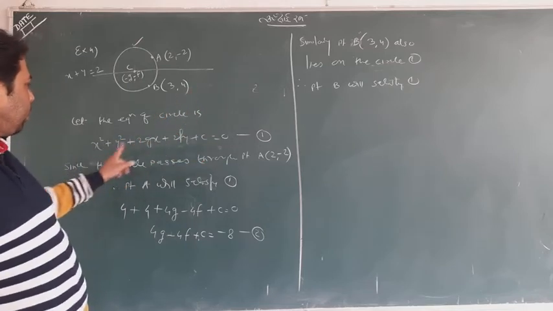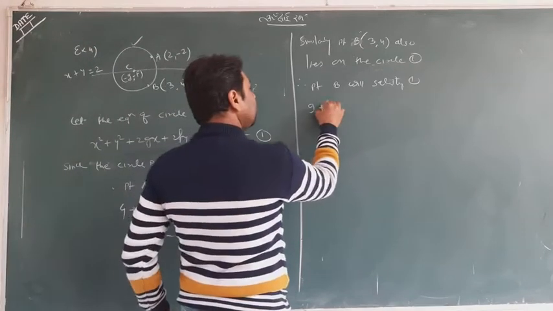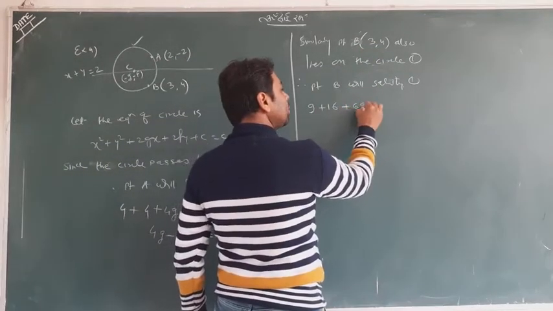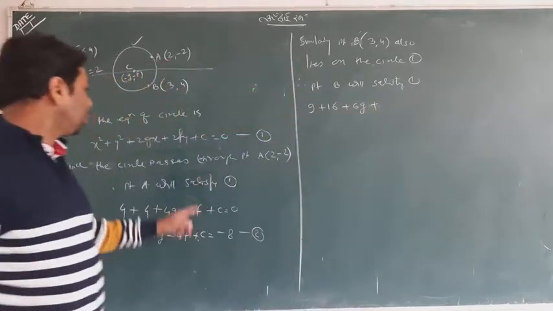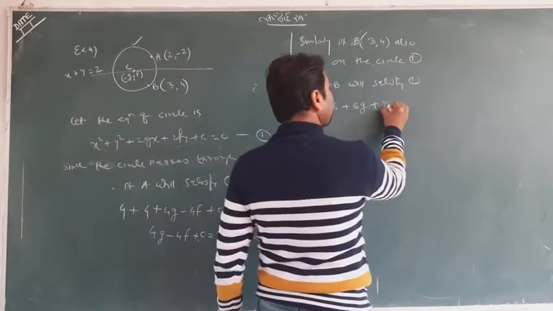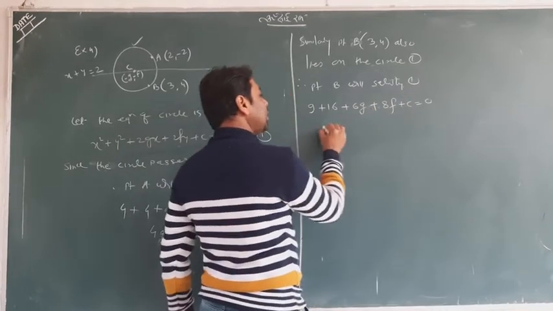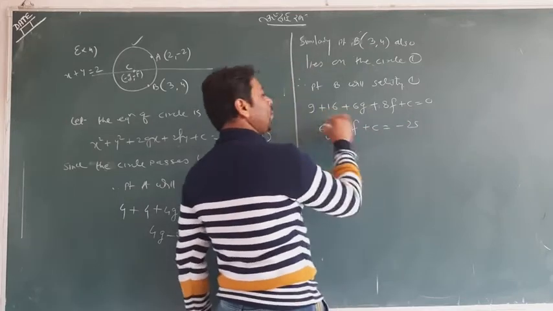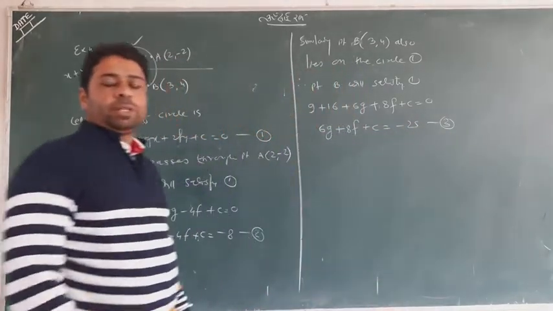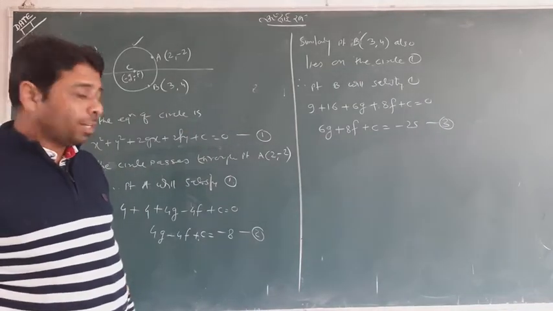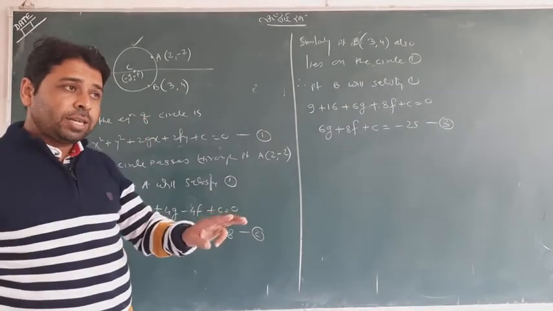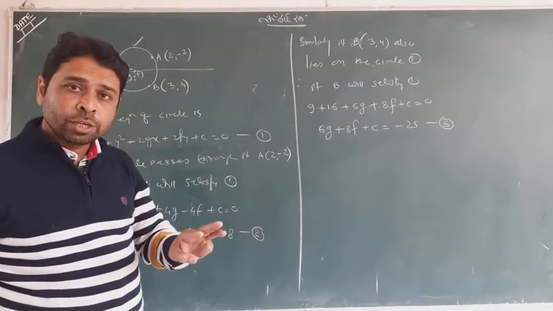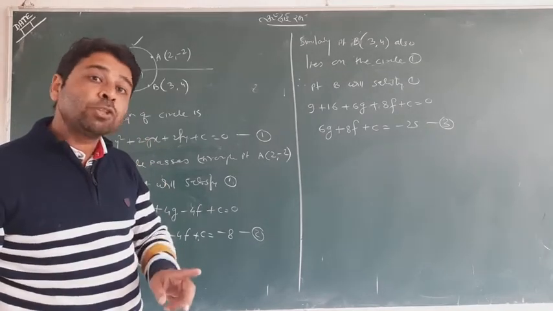So now do it. 3 squared is 9, 4 squared is 16, 2g times 3 is 6g, 2f times 4 is 8f. Lastly I'll write 6g plus 8f plus c is equal to minus 25. You have got the third equation. Now what will we do? The interesting thing is coming. In this equation you had g, f, c, three unknown constants. You have to find three constants, so you need three equations.